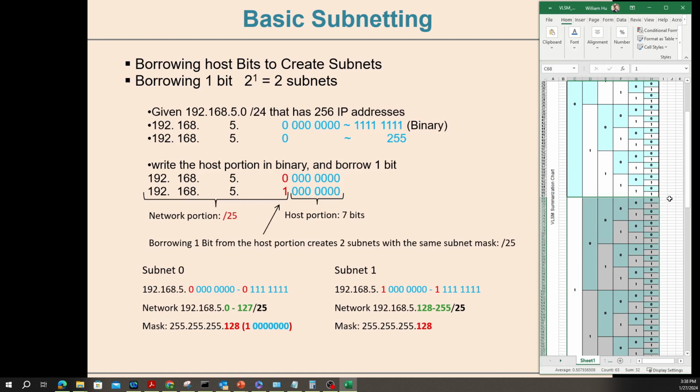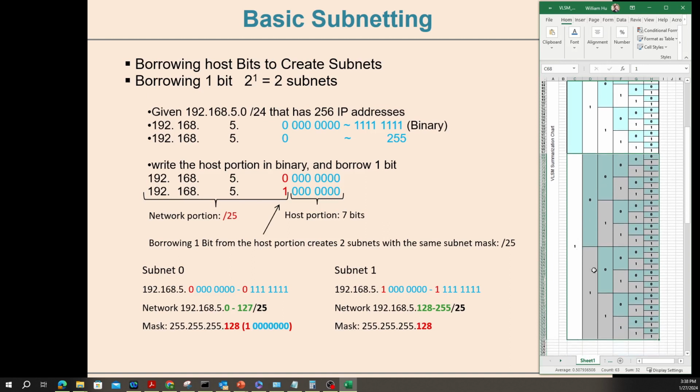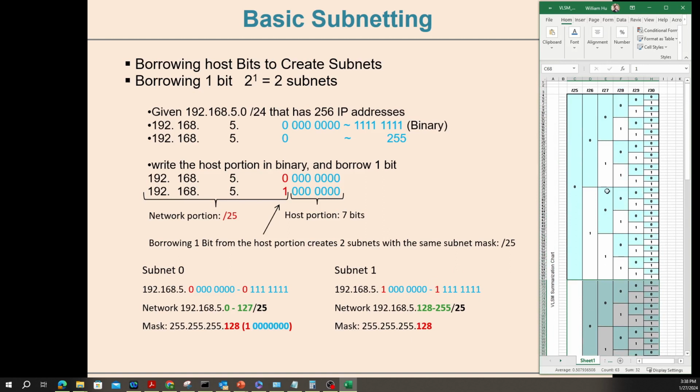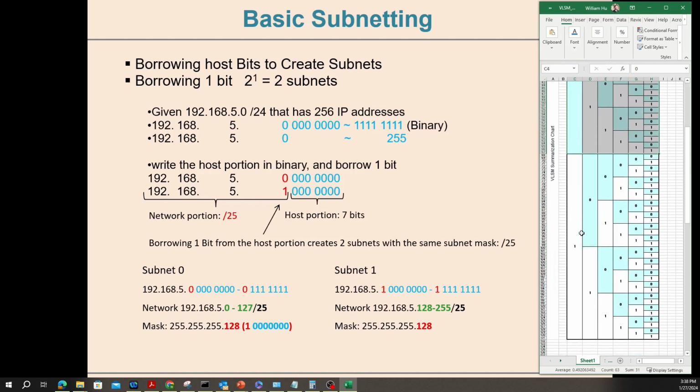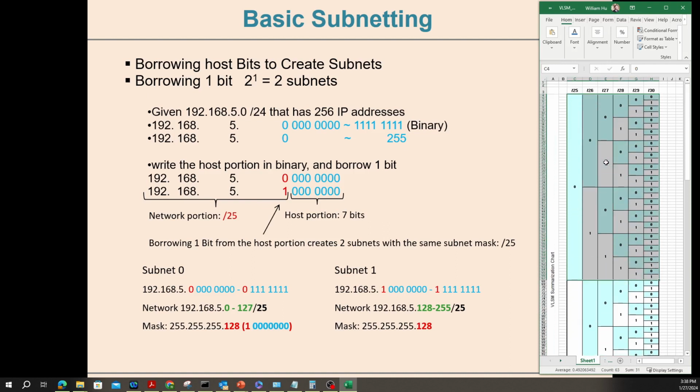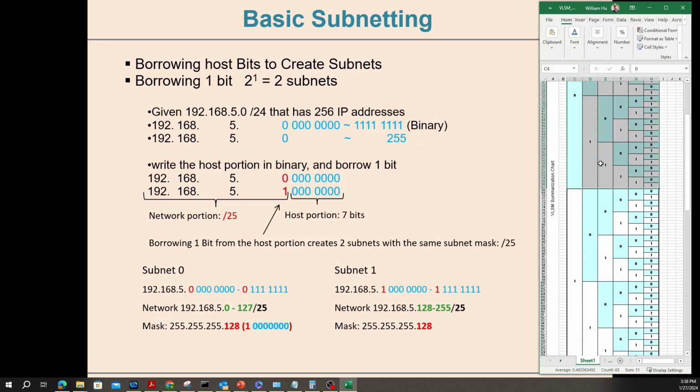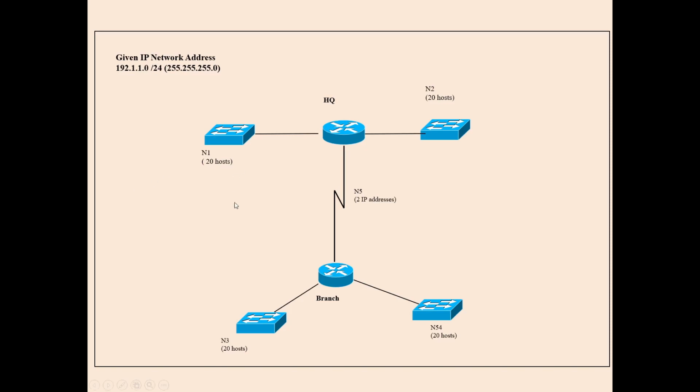That's 128, going up all the way to 11111111. That is 255. So that chart gives you a clear binary pattern. Visualize the picture: when you borrow 1 bit, you create 2 subnets. Each subnet is half of the given class C IP range. Look at an example.